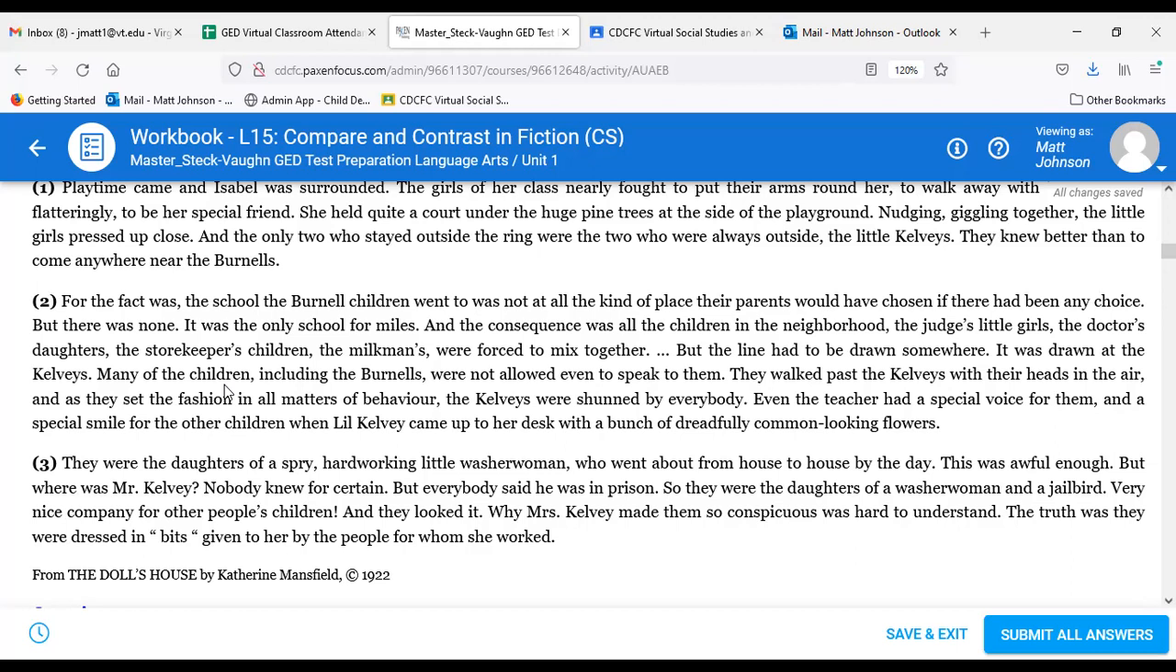Many of the children, including the Burnells, were not allowed even to speak to them. They walked past the K's with their heads down in the air, and as they set the fashion in all matters of behavior, the K's were shunned by everybody. Even the teacher had a special voice for them and a special smile for the other children when little K came up to the desk with a bunch of dreadfully common looking flowers.